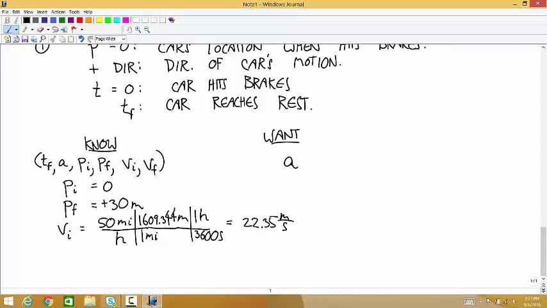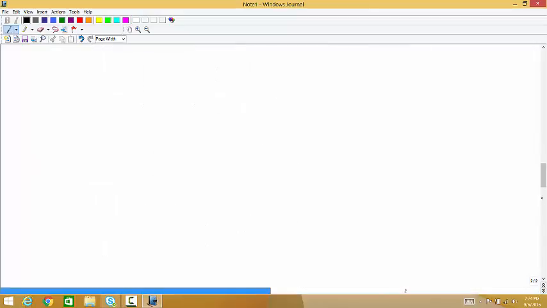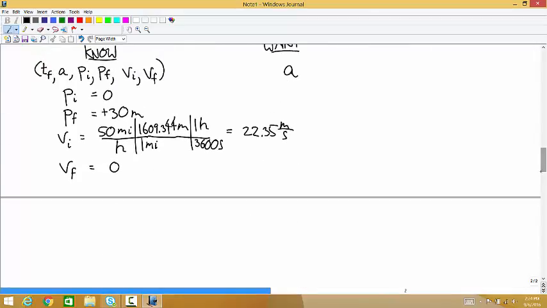And then the last one, we've gone through all of the list except V final. Do we know what the velocity of the car is when time is equal to TF? 0. It comes to rest, so speed is 0, the velocity is 0. So VF is equal to 0. Okay, is there an equation that has acceleration in it and every other variable in it shows up in this list? Yep. So this one works. 2a times the quantity PF minus PI is equal to VF squared minus VI squared.